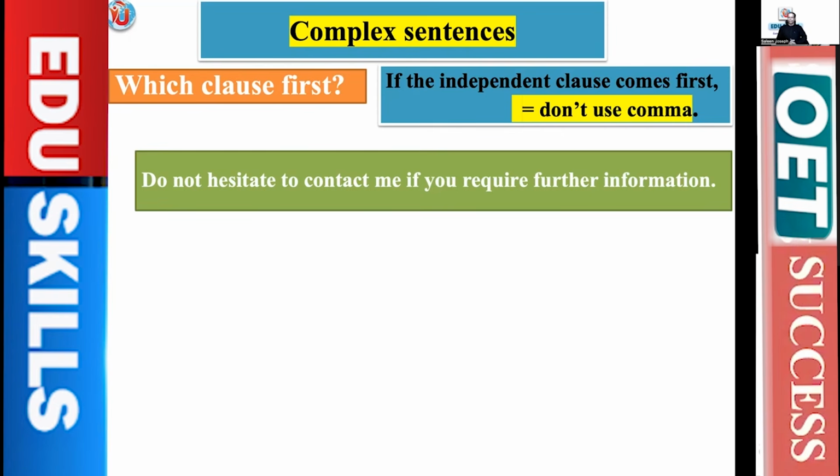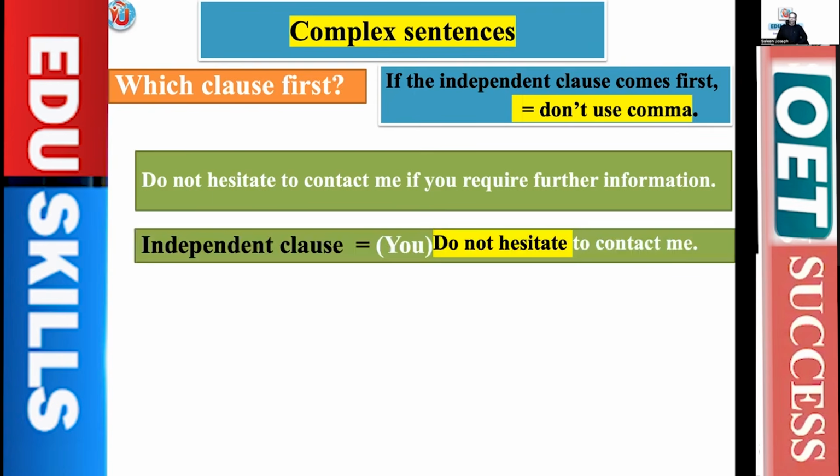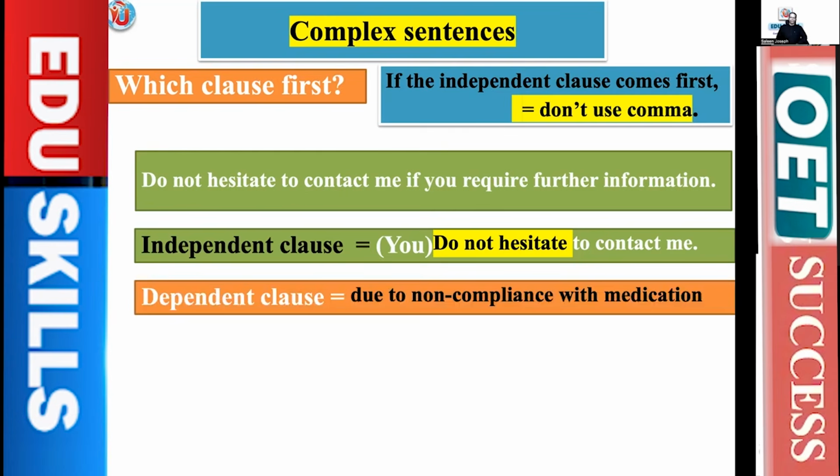The subject, as I said, is understood. You do not hesitate to contact me. So no comma there. Independent clause, do not hesitate to contact me. You is understood there. You don't write it.